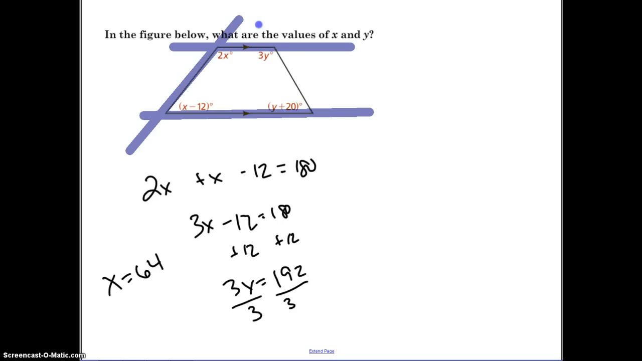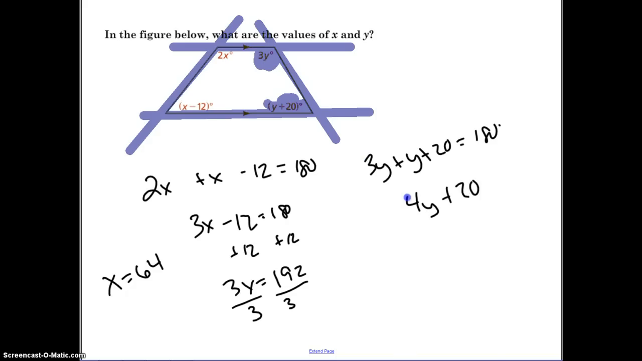Now I'm going to take that same approach with y. I'm going to use that one as my transversal, which means that 3y and y plus 20 are same side interiors. So I can do 3y plus y plus 20 also equals 180. So that's 4y plus 20 equals 180.